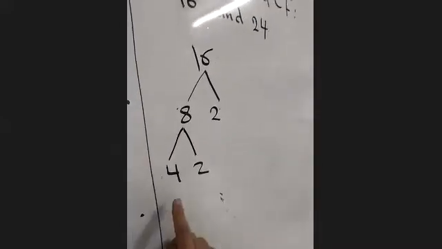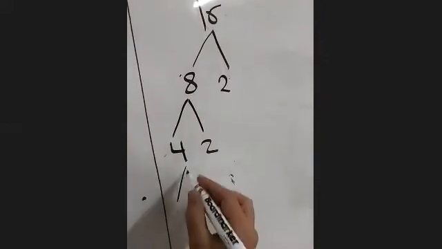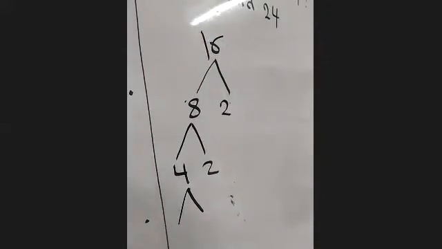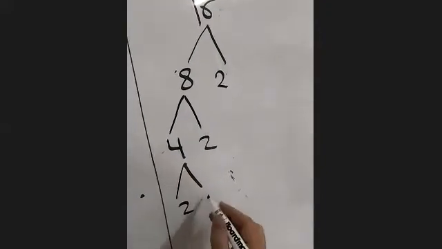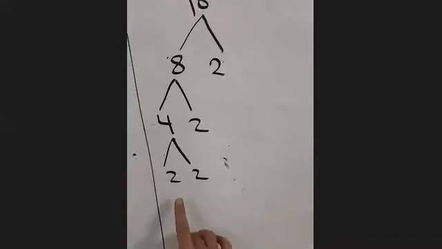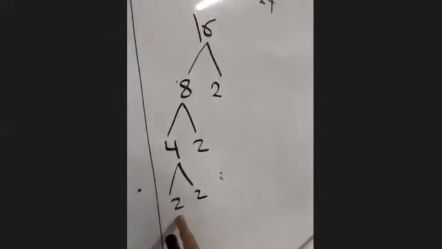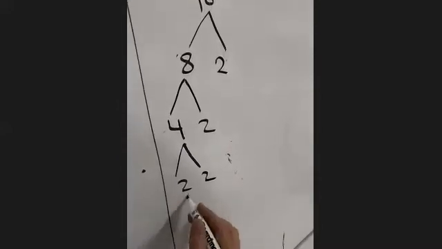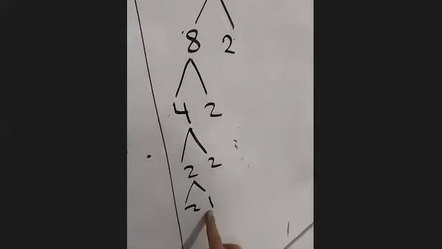I will do the same for the 4. Two numbers. If you multiply them, you get 4, which is 2 and 2. Type this 2. Give me two numbers. If you multiply them, you get 2. I have only 2 and 1, but I don't want the 1.